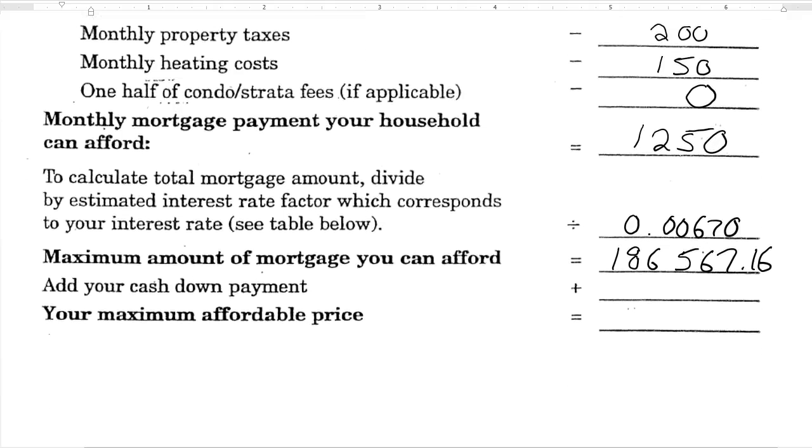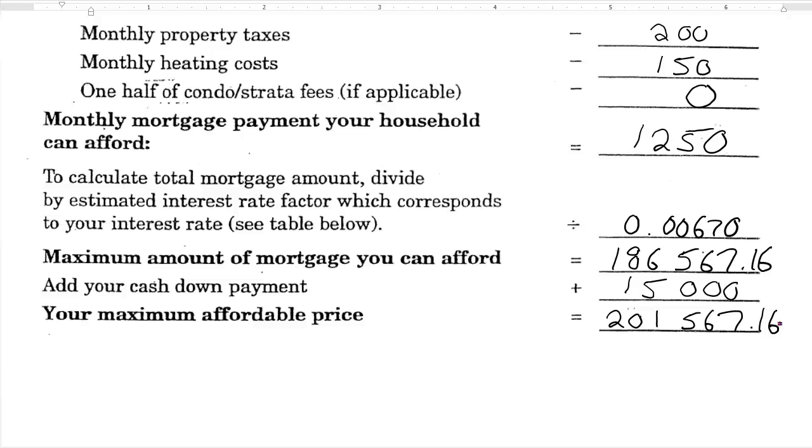But I can still pay a little extra for that house. Remember, I saved a down payment. My down payment was $15,000. So if I add my $15,000, my maximum affordable price that I can pay is $201,567.16. So when I'm actually making my offer on my house, I have to realize the most that I could offer is $201,000. If somebody offers more, there's really nothing I can do about that, unless I can find another way to make some extra money.